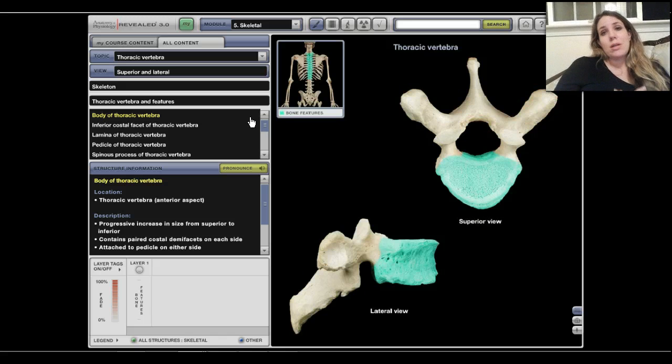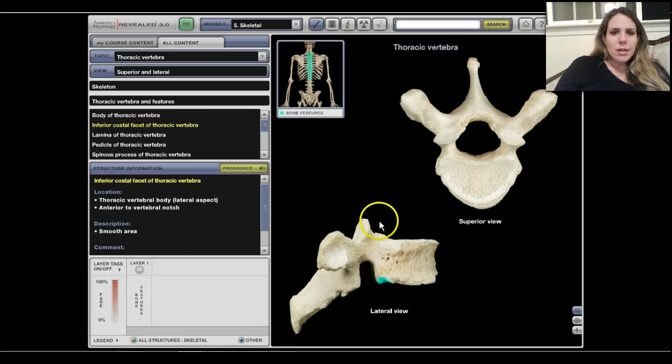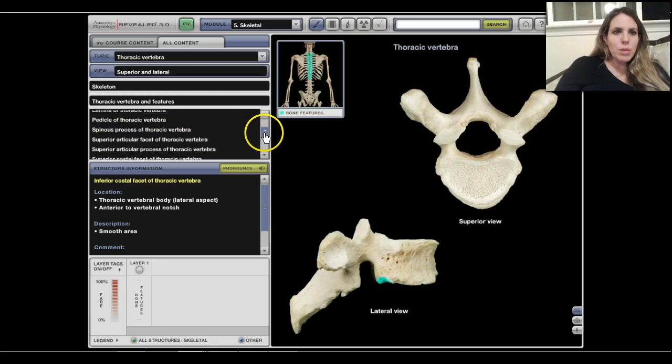these are the only ones that articulate with ribs. So here, look at this, right down here on the lateral view. That is your inferior costal facet. Inferior, it's at the bottom. Costal means rib. And it's a facet, which means it articulates to something. So this is one place where ribs are going to attach to the thoracic vertebrae. Very, very important, but they're not the only cool place.